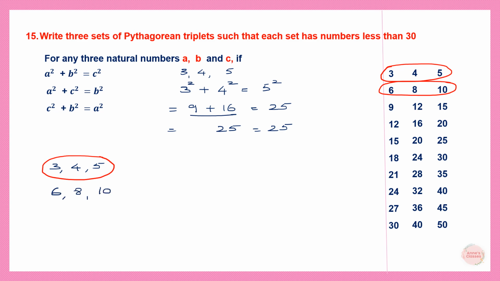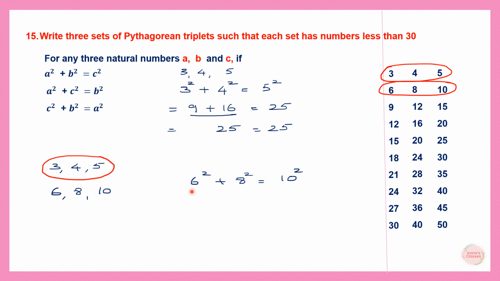So if you work this out, you will see that the square of 6 plus the square of 8 is equal to the square of 10. Let's work that out and see. What is 6 square? So 6 square plus 8 square should be equal to 10 square. Only then can we call them a Pythagorean triplet set.